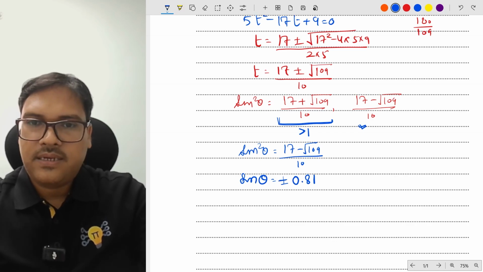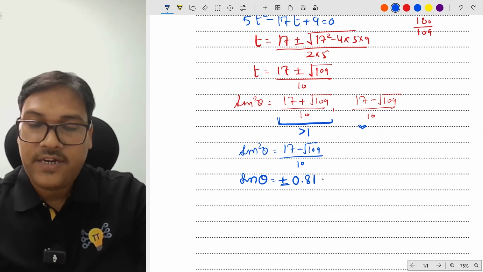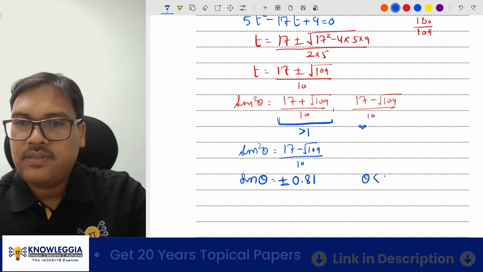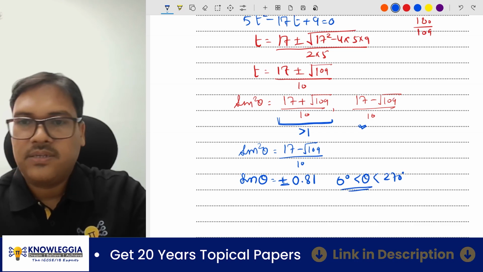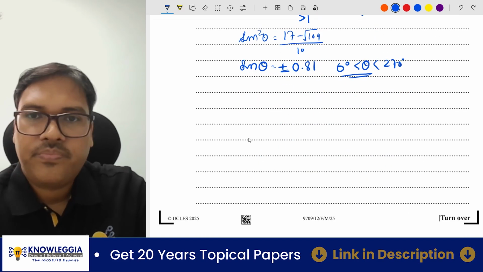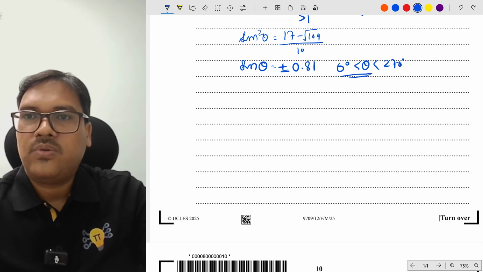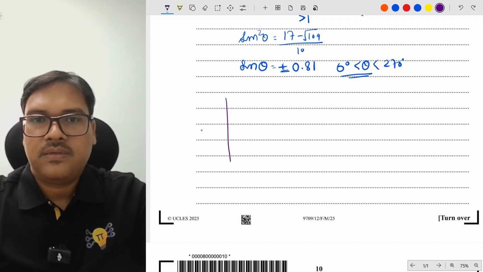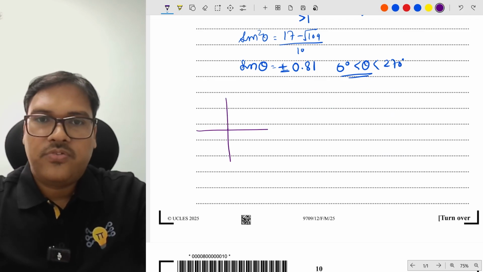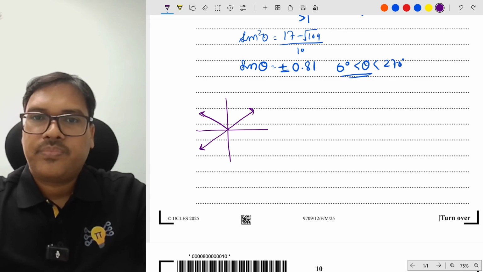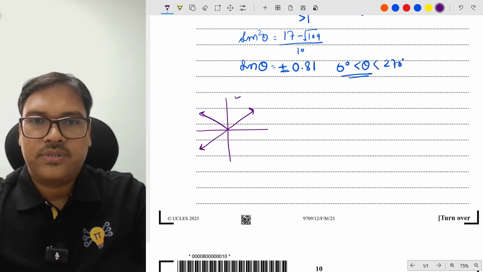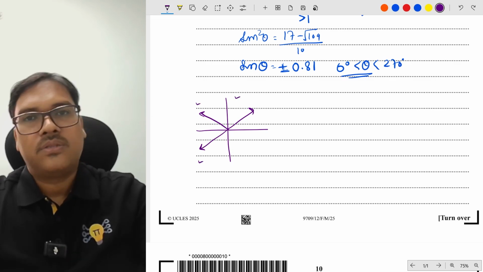So here sine theta is plus minus 0.81, and it is given that theta is between 0 and 270 degrees. So what will be the values? Since theta is between 0 and 270 degrees, we will get the answers in the first quadrant, the second quadrant, and the third quadrant. Sine theta is positive in the first and second quadrants and negative in the third quadrant.